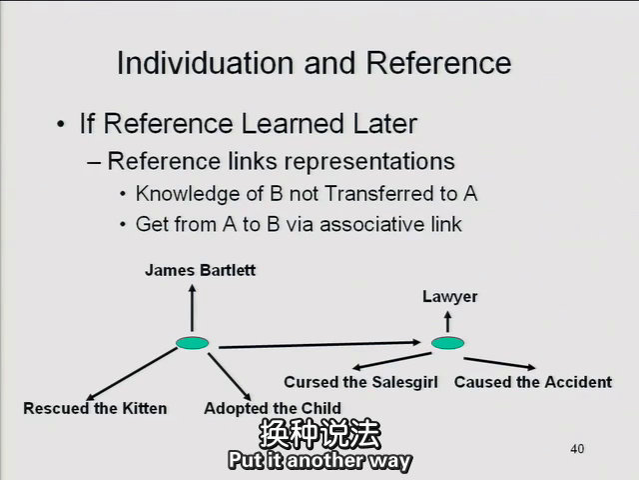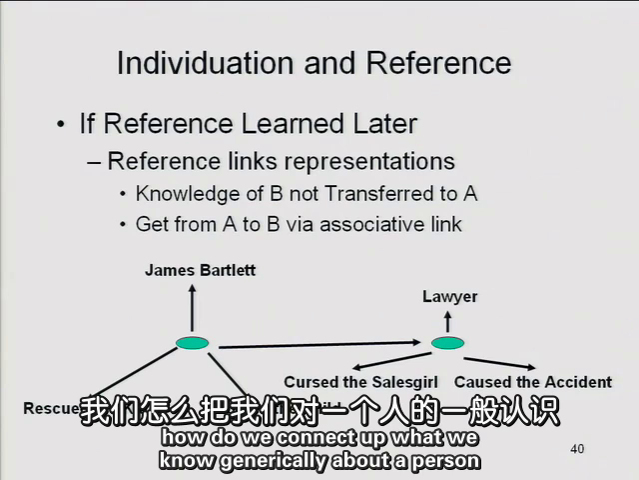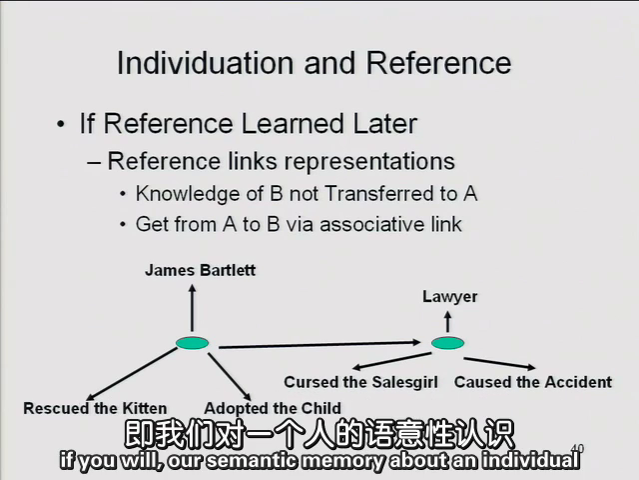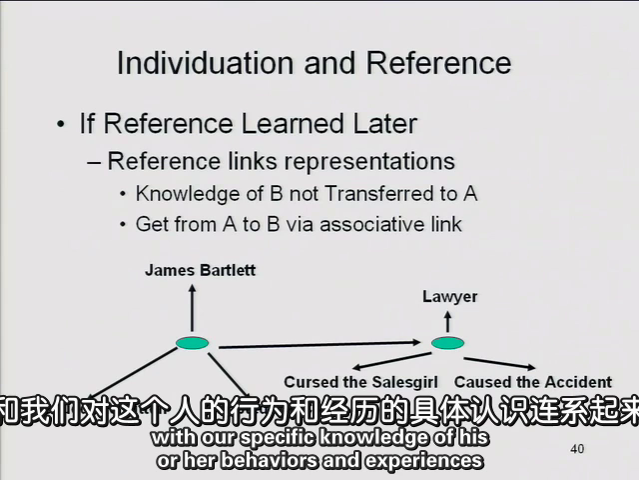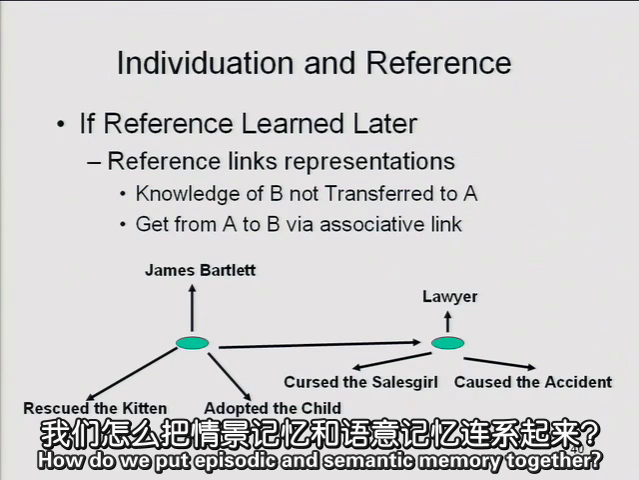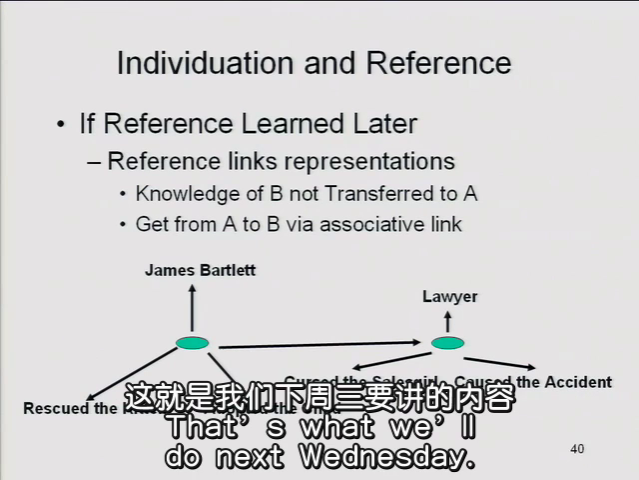Put another way, how do we connect up what we know generically about a person, our semantic memory about an individual, with our specific knowledge of his or her behaviors and experiences? How do we put episodic and semantic memory together? That's what we'll do next Wednesday.